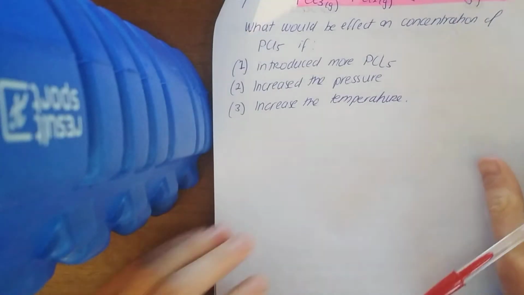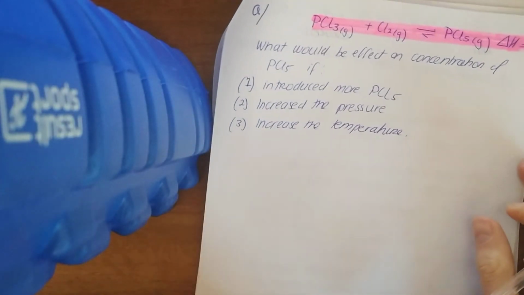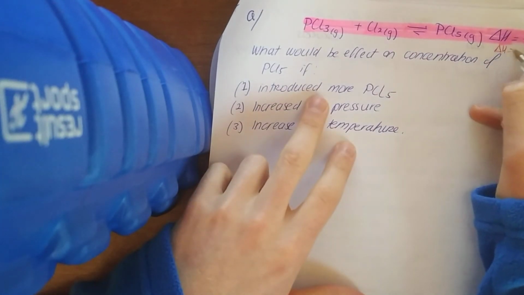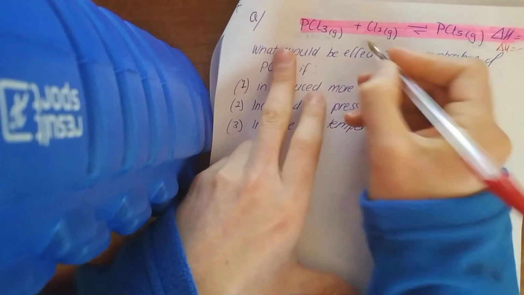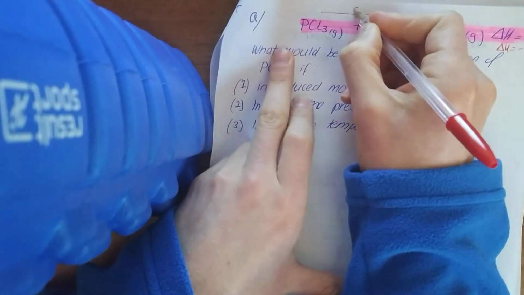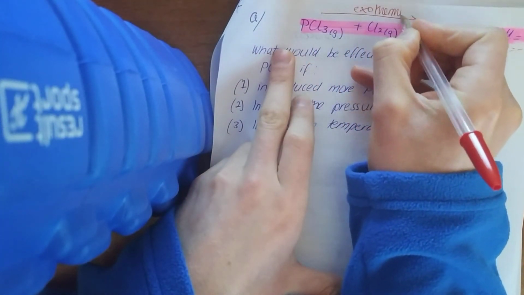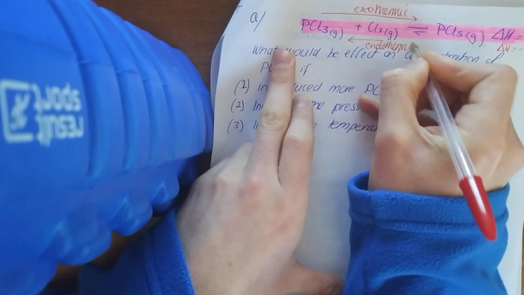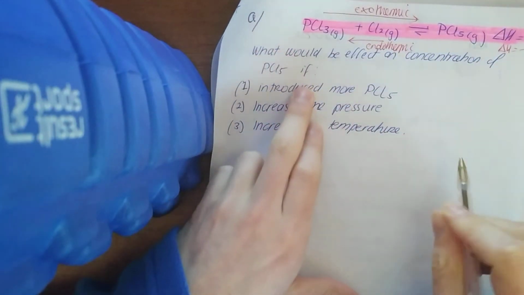I'm just going through a wee example quickly. Here I've got a reaction. I can see there delta H is minus, so that must mean that this forward reaction is exothermic, and then the backward reaction is endothermic. They're all gases. They've all got the wee G's.